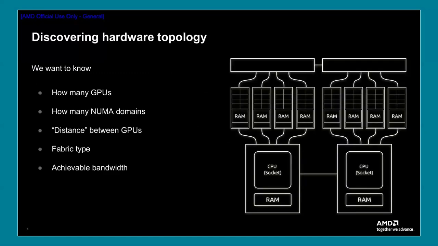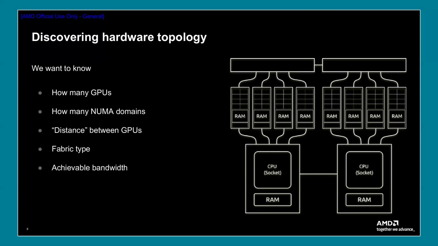Okay, so let's talk about how to discover some of your hardware topology. Remember, this is the diagram we started with at the beginning for a multi-GPU system. Your system may or may not look like this. It may have more CPU sockets, maybe just one. It might have fewer GPUs, might have more GPUs, and some of the connections that are on here may not actually be there on your system.